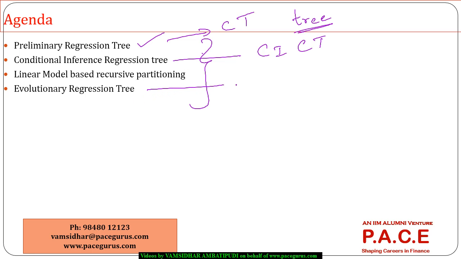Similarly, we are talking about evolutionary regression tree, right? We had evolutionary classification tree, whereas now we are using evolutionary regression tree, and we are also having linear model based recursive partitioning, which is more like your logistic based recursive partitioning model in case of classification. So we are using that for our regression model as well. So these are the four different kinds of trees that I'm going to look at.